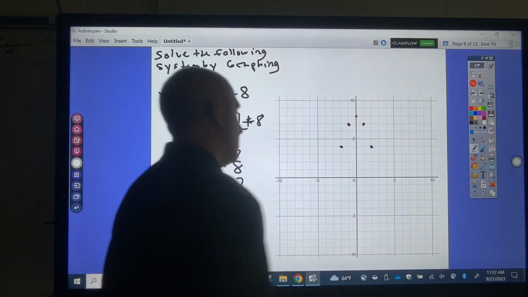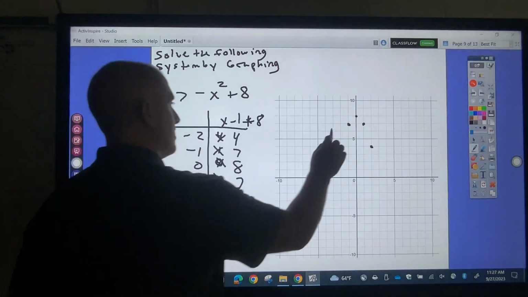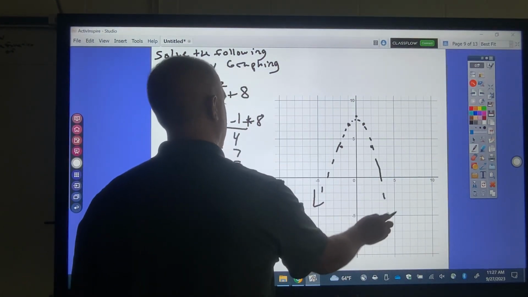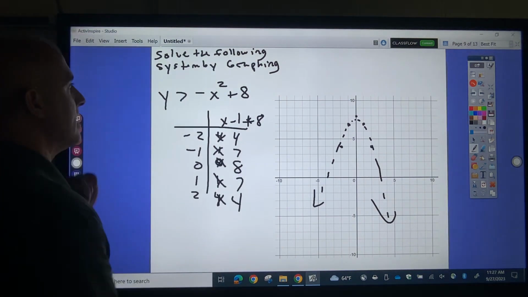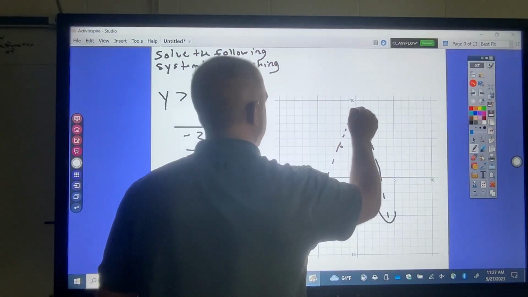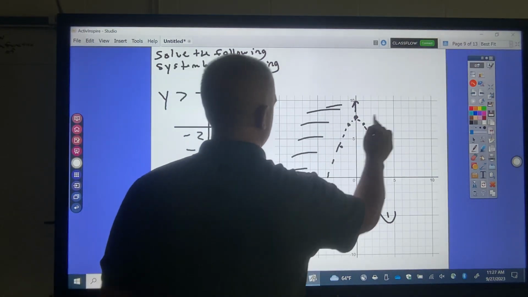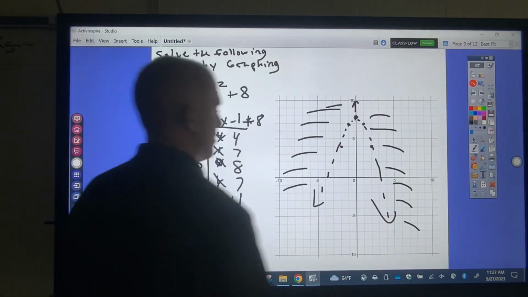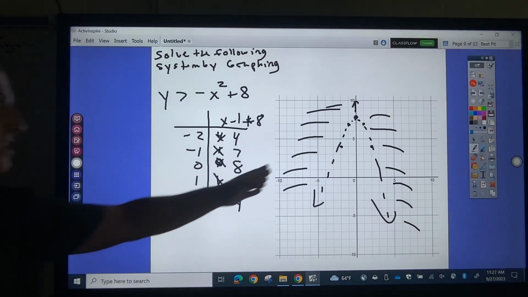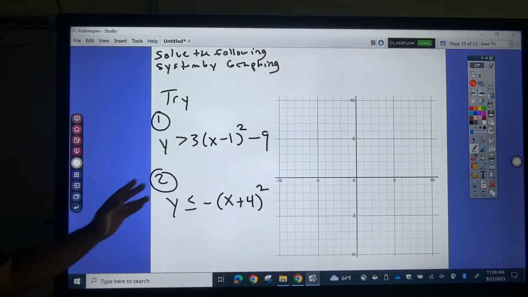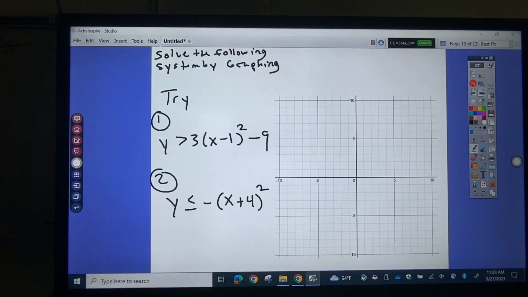So -2 over 4 up, -1 over 7 up, 0, 8, 1, 7, 2, 4. Now, since there's nothing underneath this, I would want to do dashed. Since it's greater than this maximum or minimum, I want to be on this side of it. And that's the shading. If it was less than, it'd be in between it. You guys go ahead and try those.